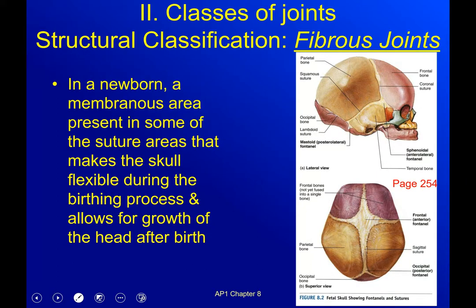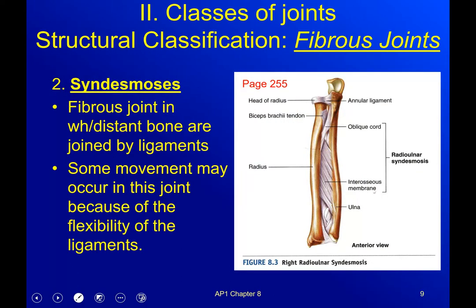In newborns, we have that membranous area. We talked about this before, the fontanelles. You've got the anterior fontanelle, the posterior, the anterior lateral, the posterior lateral. Don't forget, anterior means in front, posterior means in back, lateral means to the side. So the names actually do make sense. This allows the head to become flexible during the birthing process and allows the head to grow fairly quickly after birth.